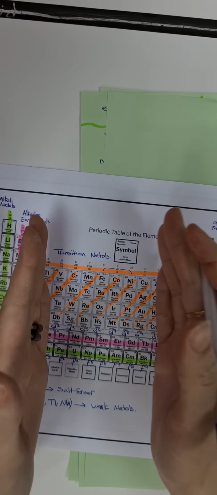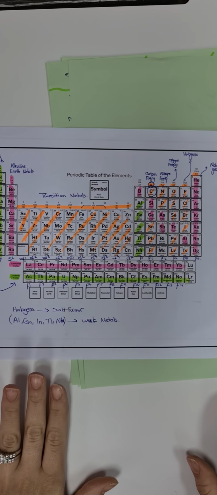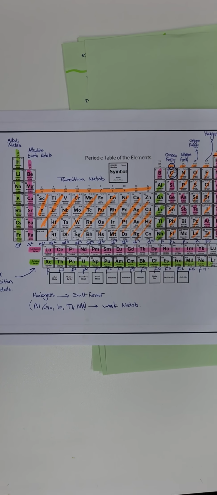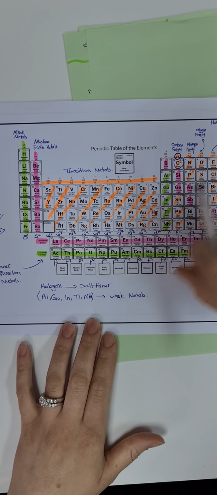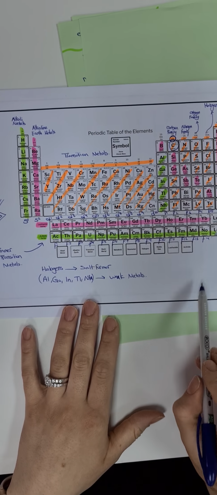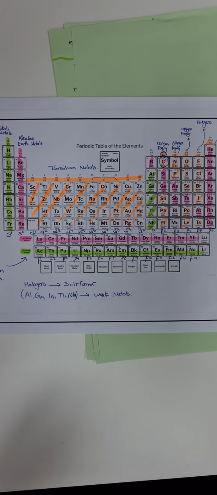All of the main elements, not the transition metals, have P as their last energy sublevel. While the transition metals here in the middle have D as the last sublevel, and the ones down below have F as the last sublevel. It will increase as the atomic number increases.